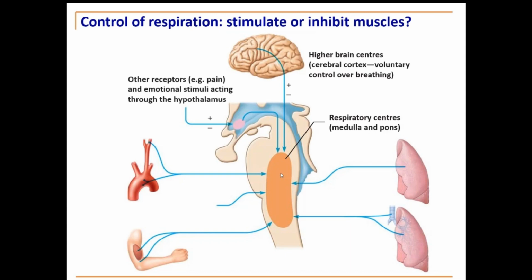So we have those higher brain centers that can control your breathing, make you hyperventilate or hypoventilate or hold your breath. We've then got lots of other receptors, for example, those that might work through the hypothalamus to do with emotions and stress and pain. They can obviously influence our breathing as well, such as when someone hyperventilates due to anxiety. We have receptors in our muscles and joints. They're thought to stimulate the respiratory centers to start breathing. When they are activated, it's an indication that exercise is proceeding, so they start to stimulate your respiratory centers.